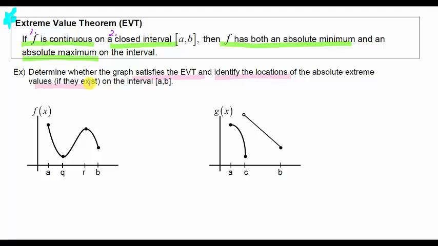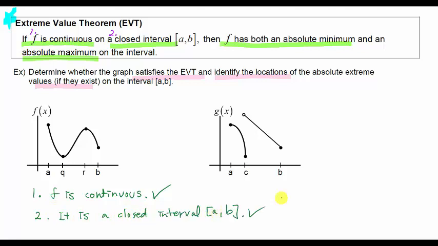Look at the first graph. What is the first condition? Is f continuous? Yes, right? There is no hole, no jump, and no gap. So f is continuous. And then, do you have a closed interval [a, b]? Yes, it is a closed interval [a, b]. So does EVT apply? Yes. So your conclusion will be EVT applies. And do you then have an absolute max and an absolute minimum? Yes, you do.